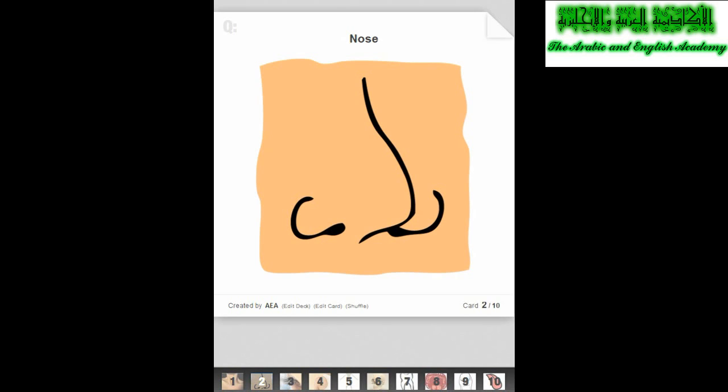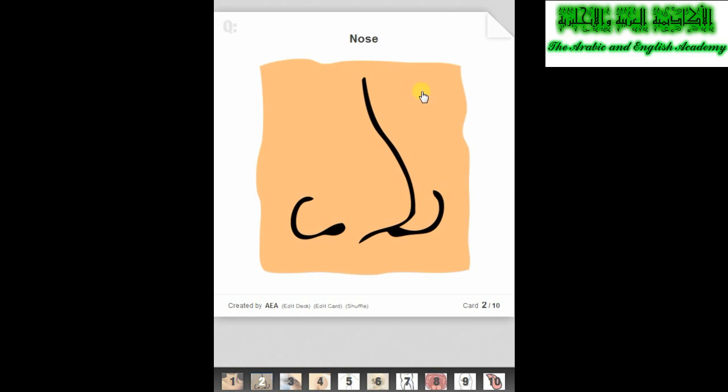The next word we have is nose, and nose in Arabic is inf. Inf. N. Inf. Nose. Inf.